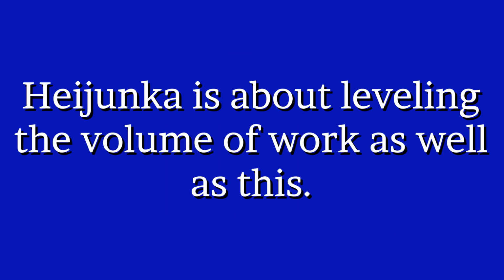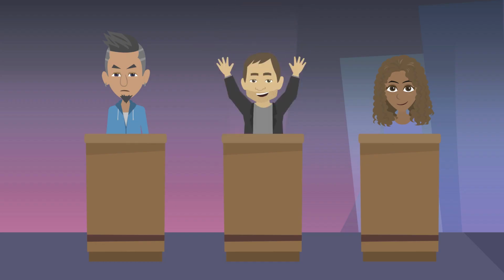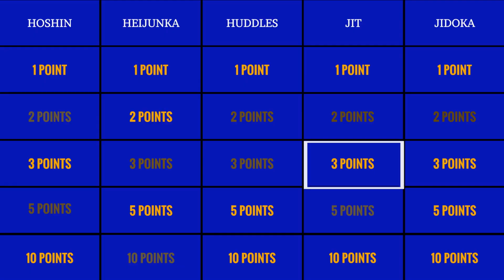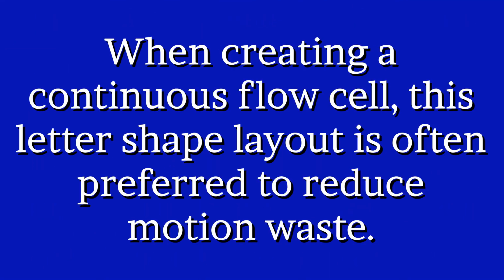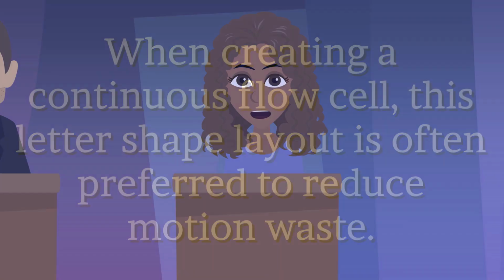Heijunka is about leveling the volume of work as well as this. What is the mix? When creating a continuous flow cell, this letter shape layout is often preferred to reduce motion waste. What is a U?